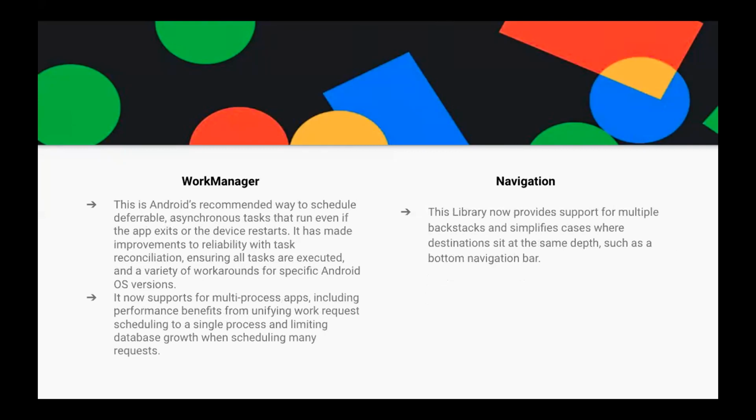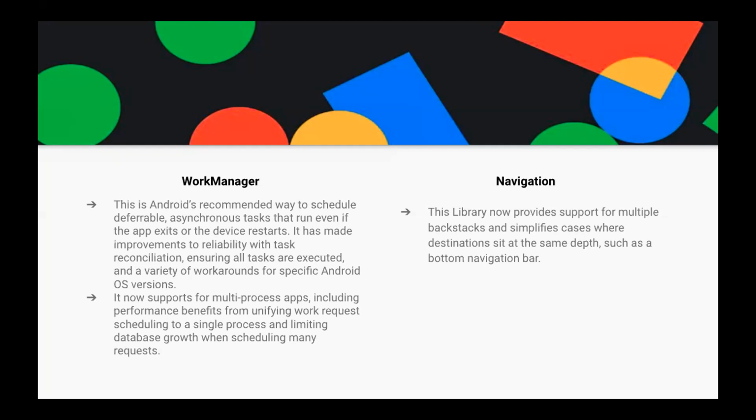We have WorkManager. We all know it's the recommended way to schedule deferrable asynchronous tasks that run even if the app exits or the device restarts. There are now more improvements to reliability with task reconciliation, ensuring that all tasks are executed, and a variety of workarounds for specific Android OS versions. It will now support multi-process applications, including performance benefits from unifying work requests scheduling to a single process and limiting database growth when scheduling many requests.